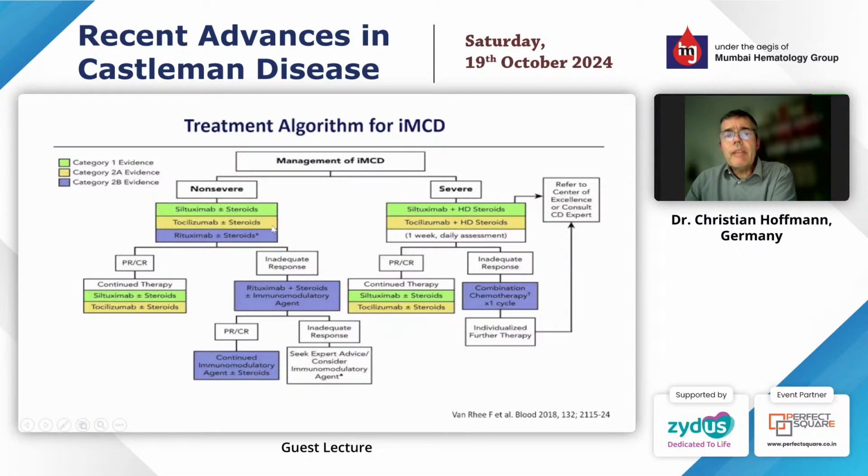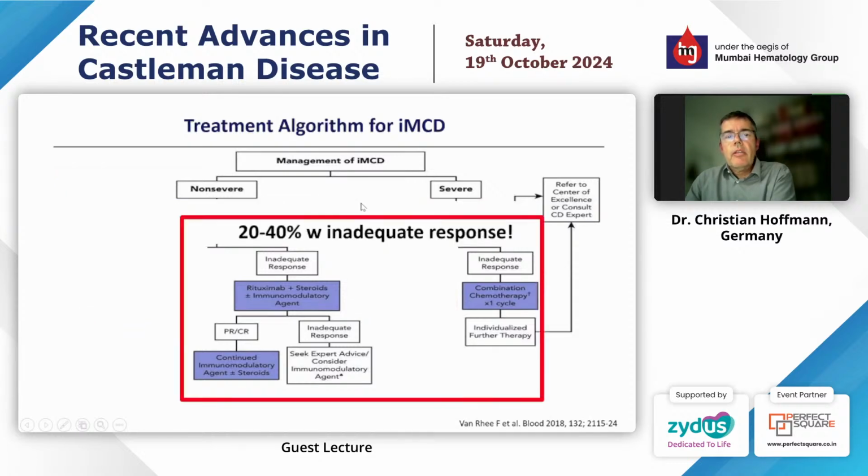And if you look at the treatment algorithm for the management of IMCD, you have these 3 options: siltuximab, tocilizumab, rituximab in non-severe cases, and siltuximab, tocilizumab in severe cases. So a huge number of patients will not respond to these options. And then you have a problem, because then it's what we call individualized further therapy and seek expert advice. And this is seen in about 1/3 of the cases. And this is really a problem.